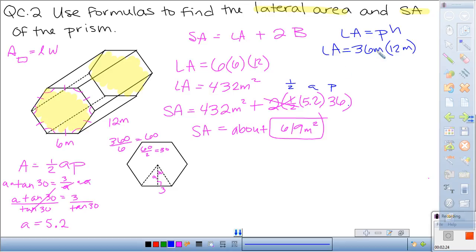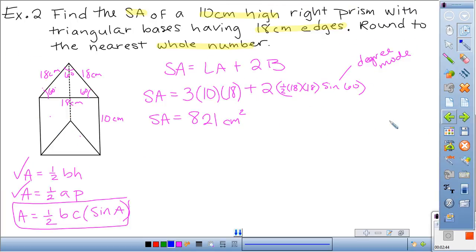When you multiply 36 meters times 12 meters, you end up with a lateral area of 432 meters squared, which is the same thing we got when we worked it the other way, finding the area of each rectangle and multiplying it times the number of rectangles. 6 times 6 is 36, times 12 is 432. Let's try it on another shape.